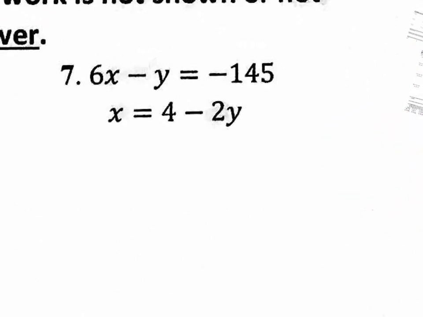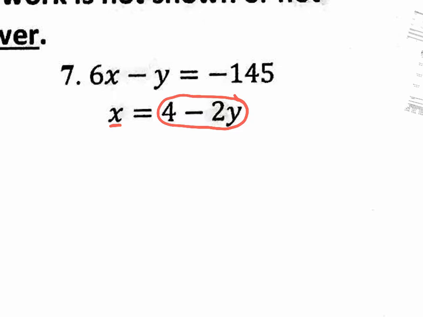And what method is best right here? Are they lined up? X's on top of X's? Nope. Y's are not on top of Y's. Equal signs are not on top of equal signs. Numbers are not on top of numbers. So it's not a good idea to use the elimination method. But it would be a good idea to use substitution. It would obviously not be good to graph because they're not in y equals mx plus b form. But it does have x by itself.